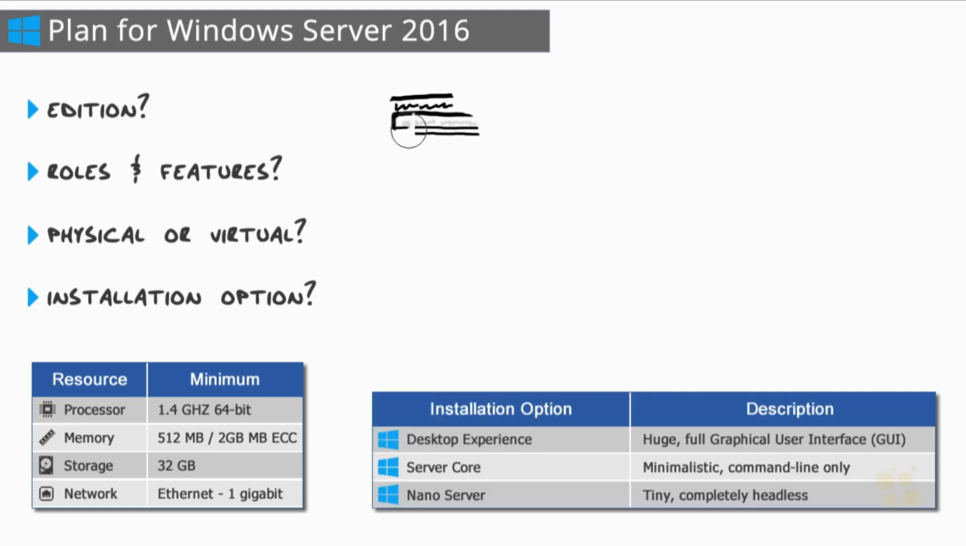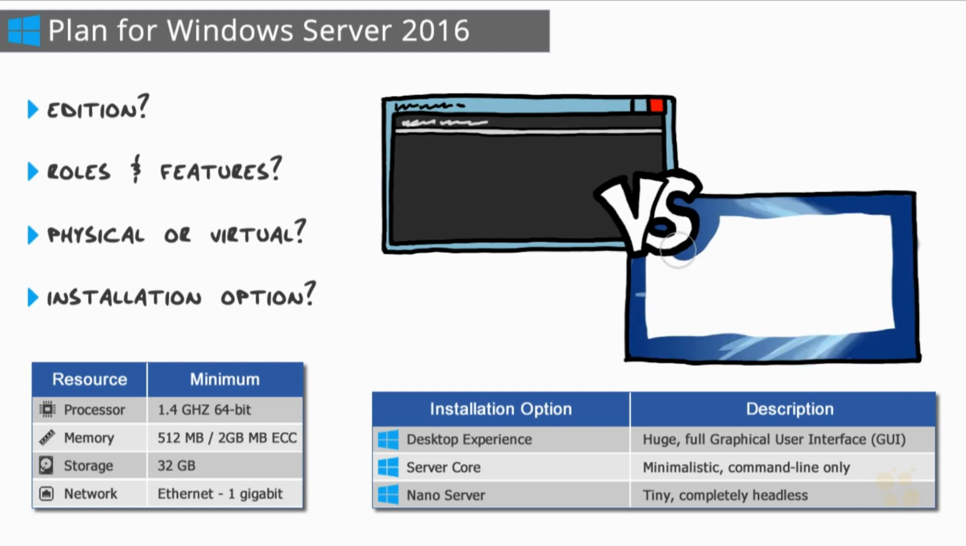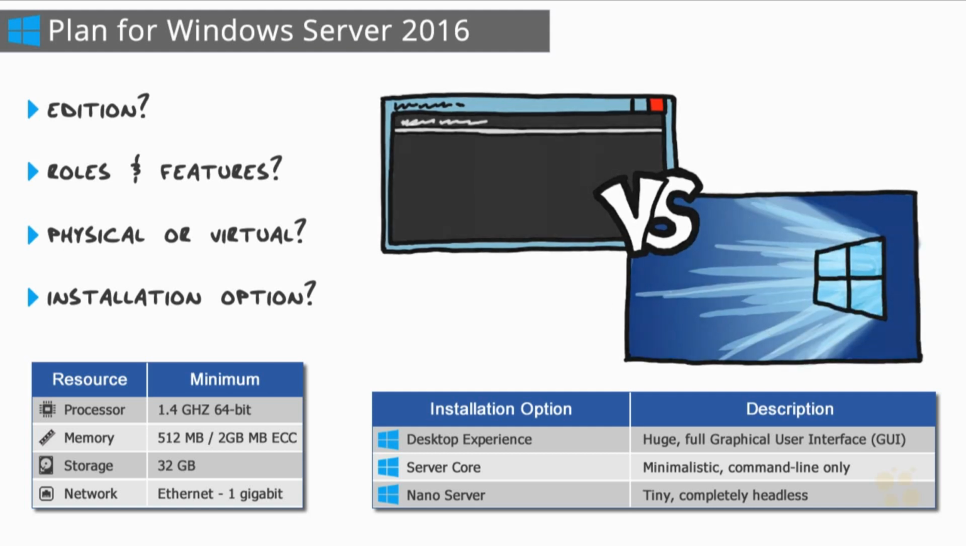The final piece of this puzzle is our installation option. Again, we have 3 of them. The desktop experience is our full graphical user interface. It's big, it's heavy, it's resource intensive, and it has a larger attack surface, but it's what we're comfortable with. So you'll see it more often than not out there in the wild. We also have Server Core, which is a much smaller attack surface, lightweight, but it's command line only, although we can still manage it remotely with our graphical user interface tools.